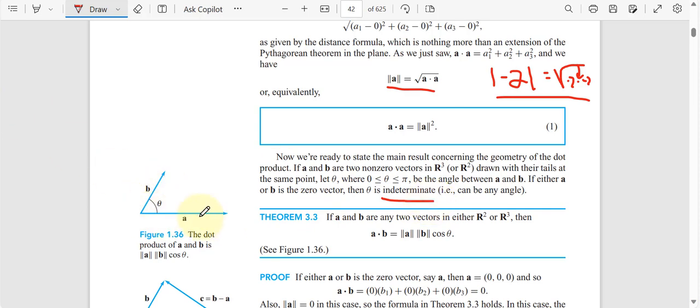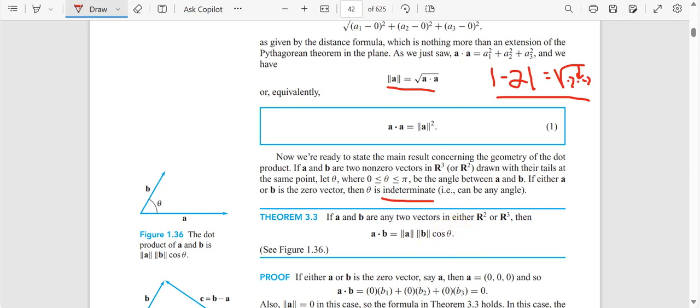So suppose we have this situation, then we get this result. A dot B equals the magnitude of A times the magnitude of B. Remember, that means the length of A times the length of B times the cosine of the angle between them. So that's a very powerful result.